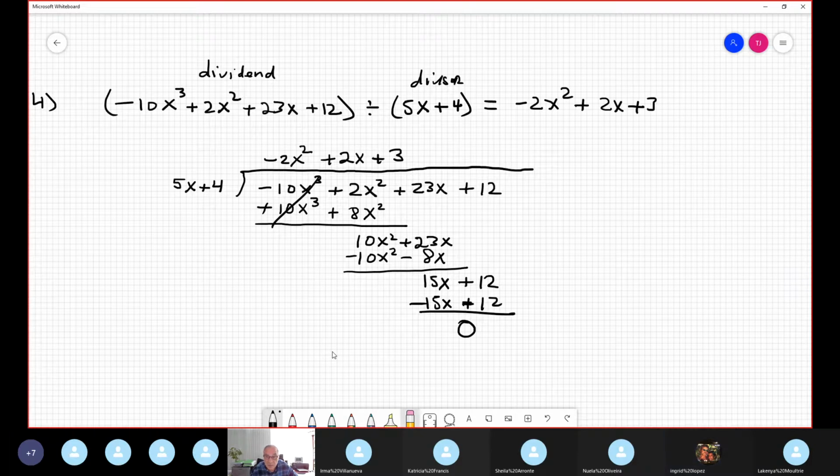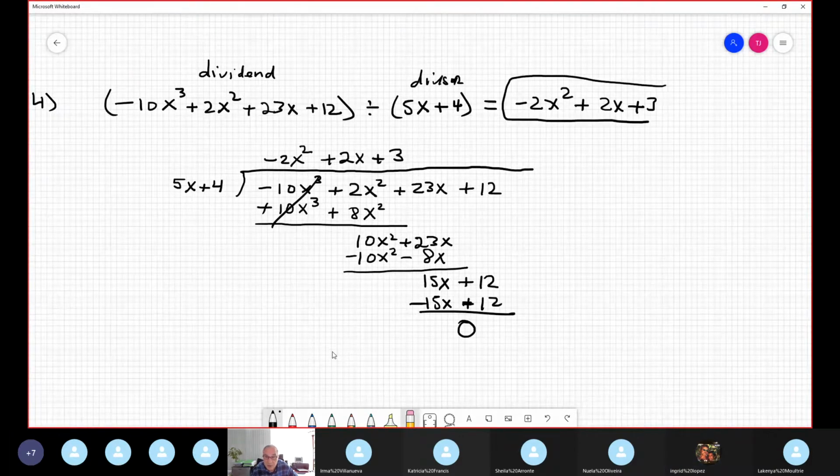This is the answer now. The answer is a quotient, which is the expression in here. Any question? No.